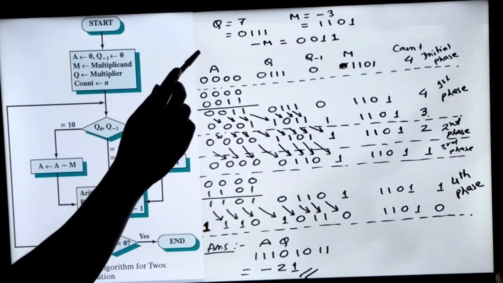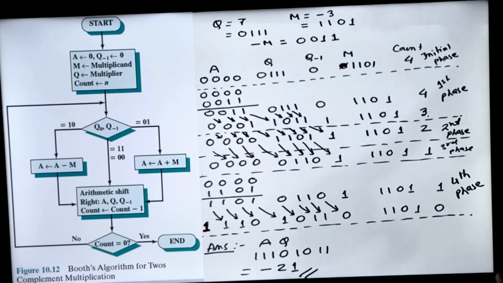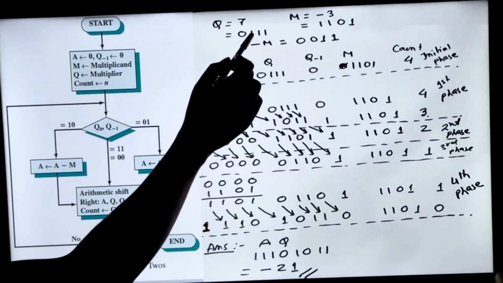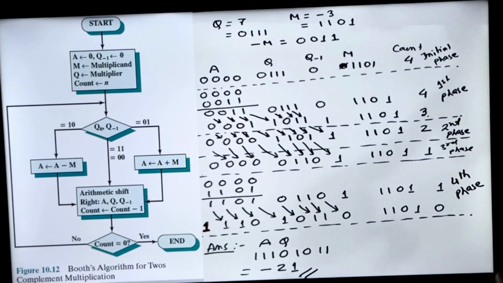Remember, in multiplication, this Q and M, you can alter them also. It does not matter which one is Q and which one is M. I can take -3 into 7 also, right? A into B or B into A will always give you the same result. So there is no issue with multiplier and multiplicand. So don't worry if you mismatch your multiplier and multiplicand in the exam. It will give you the same result.